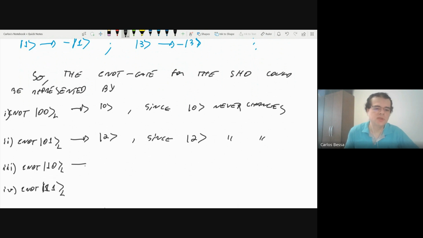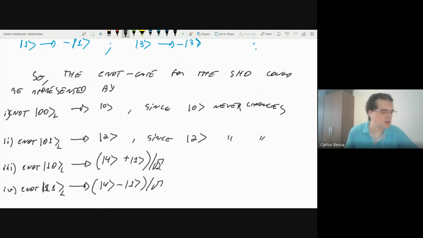So I need something similar to the harmonic oscillator. And something similar here will be a superposition of the states. Let's say this and this, with a square root because this must be 1, the total probability. So this minus this.